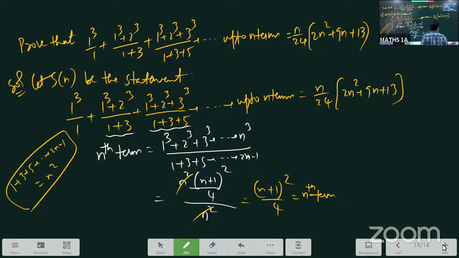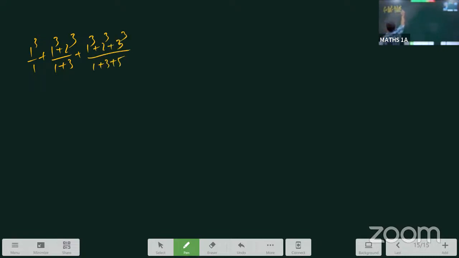Now, once again, write down the statement. That is 1 cube by 1, 1 cube plus 2 cube by 1 plus 3, 1 cube plus 2 cube plus 3 cube by 1 plus 3 plus 5, plus so on, plus it is n plus 1 whole square by 4. This is your nth term. Just now we got it. n plus 1 whole square by 4. That is equal to n by 24 into 2n square plus 9n plus 13.